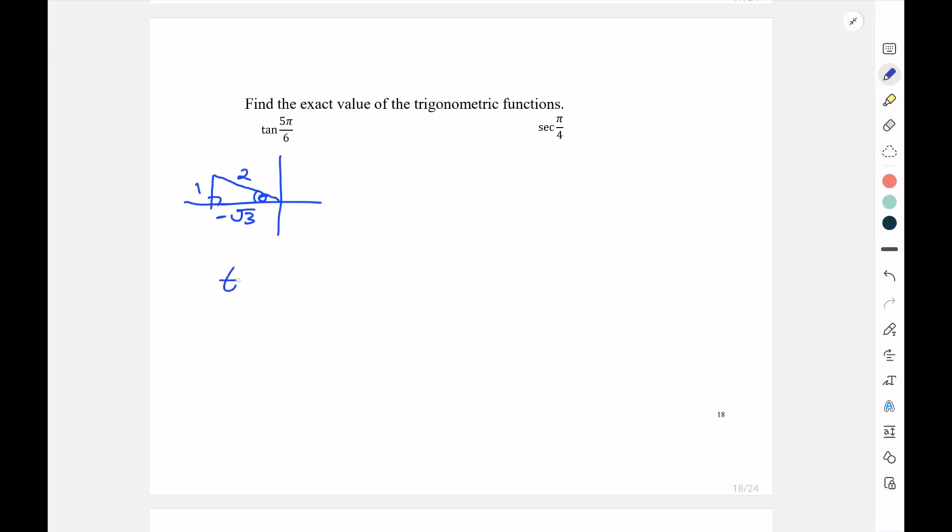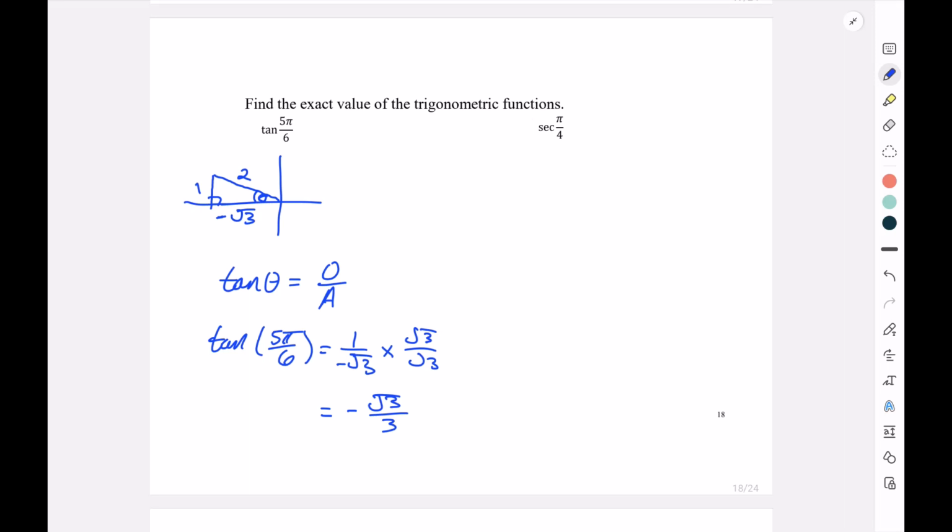So we know that tangent of theta is equal to opposite over adjacent. So if we're looking for tangent of 5 pi over 6, we look at opposite 1, adjacent negative square root 3. You could leave it as 1 over negative square root 3, or you could rationalize your denominator. If we do that, we multiply by square root 3, and we get negative square root 3 over 3.